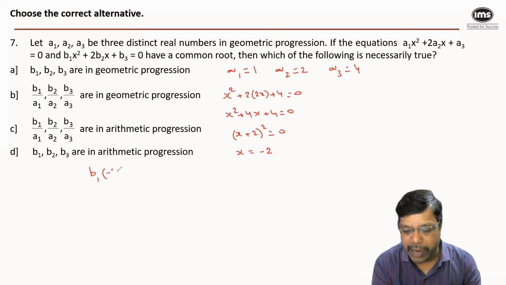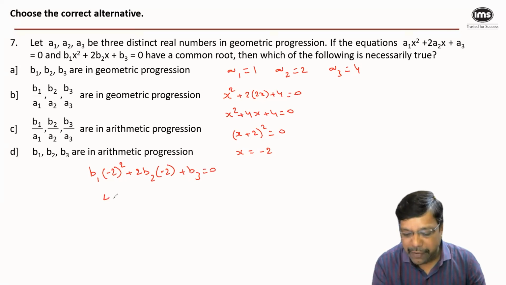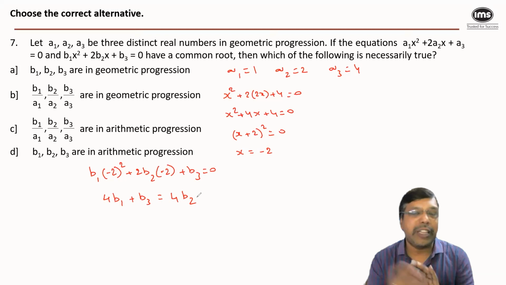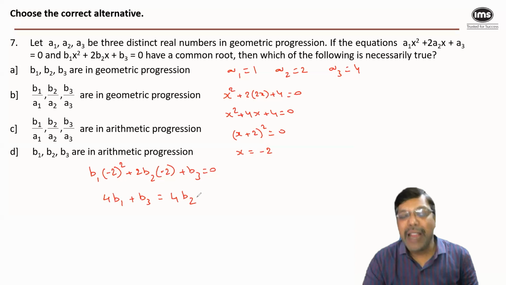b1 into minus 2 whole square plus 2 into b2 into minus 2 plus b3 is equal to 0. Now, I will be able to write it as 4b1 plus b3 is equal to 4b2. When you see the answer options, all of them are in terms of either b1, b2, b3 alone, or b1 by a1, b2 by a2, and b3 by a3.